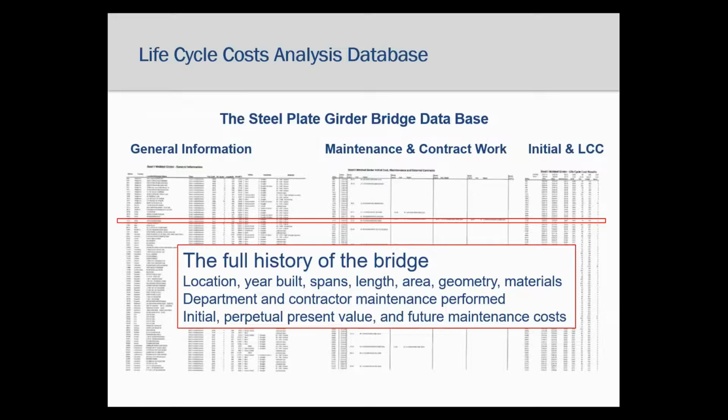So now that we've got our 1,200 bridges, the bridge database was organized by bridge type in 3 Excel worksheets for each type. The first worksheet was the bridge information with location, years built, number of spans, bridge length, deck area, geometry, and bridge materials. The second was the department and external contractor maintenance performed on the bridge. And the third was the initial and life cycle cost results. Then the studies and a final report were produced from the database of bridges.